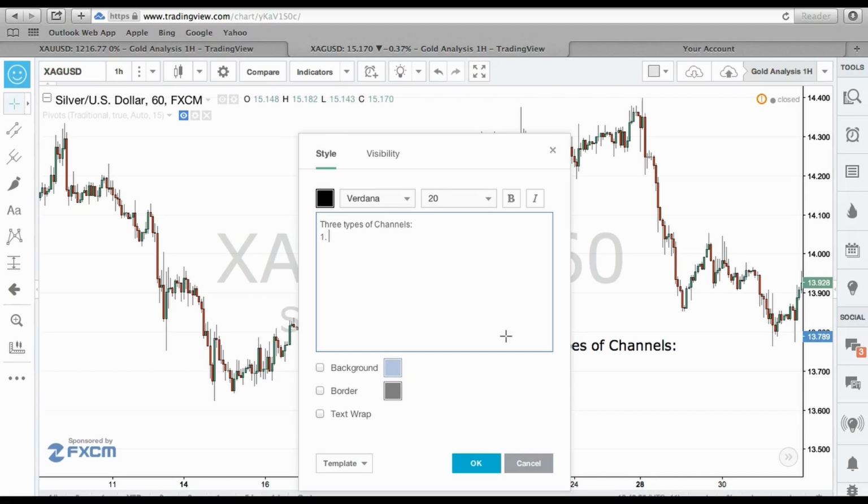The first type of channel is called an ascending channel, or you can refer to it as an up channel. The second type of channel is called a descending channel, and you can refer to it as a down channel. And the third type of channel to look for is simply called a sideways channel, and this is where price is simply ranging.